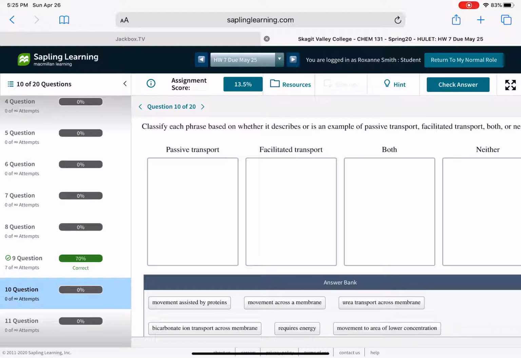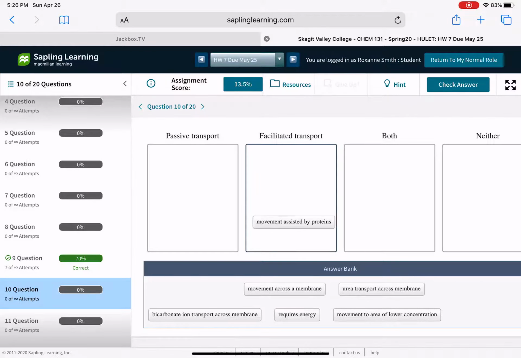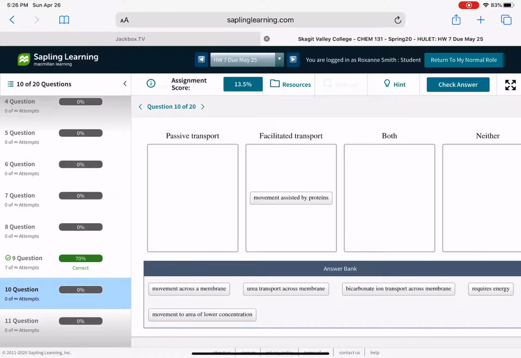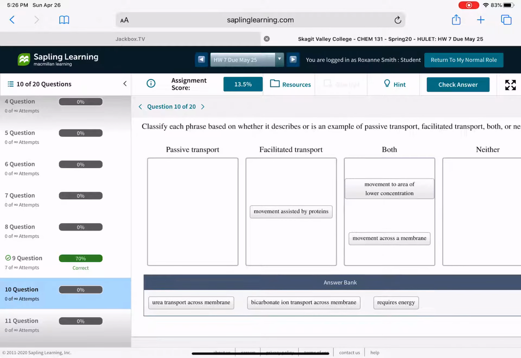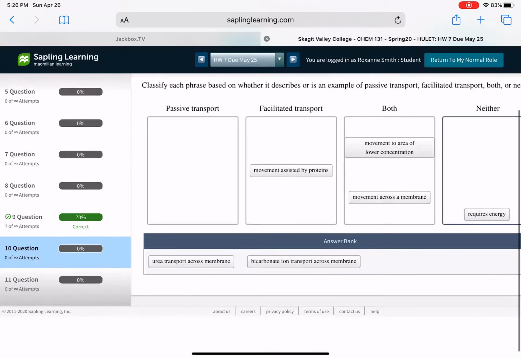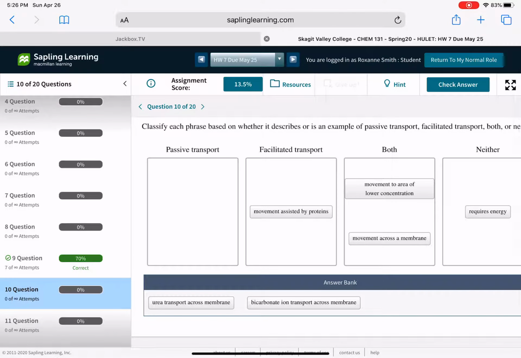Passive transport versus facilitated transport versus both or neither. So passive transport is another way of saying simple diffusion. And so we've got proteins. We know that that's part of facilitated transport. Going across the membrane is a characteristic of both. Moving to an area of lower concentration, I'm not going to screw that one up again. Neither one of these processes require energy.